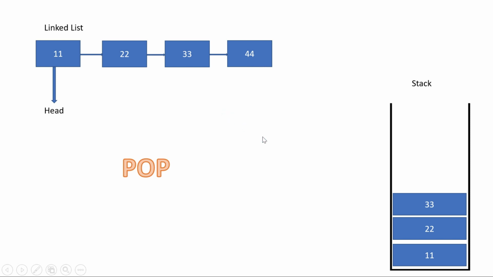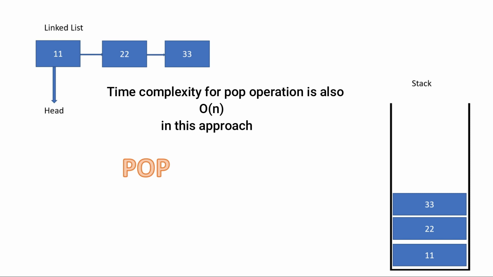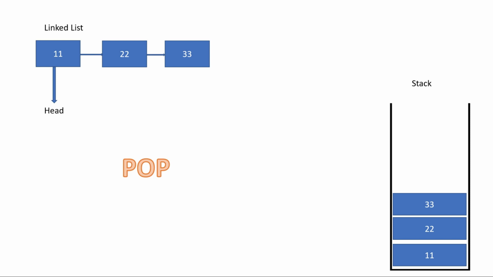Like 44, I am removing from the stack, and the same way it will be removed from the linked list also. So you can see here that the pop operation also takes O(n) time, which means we have to traverse the whole linked list, find out what the last element is, and remove that one. So the pop operation is also taking O(n) if we are going through the normal approach.